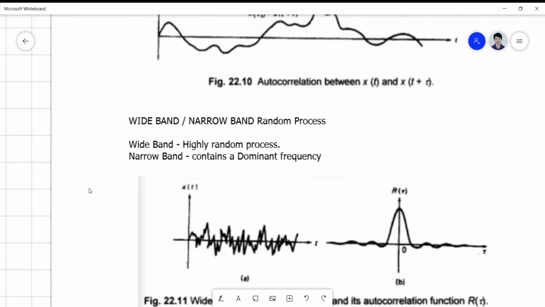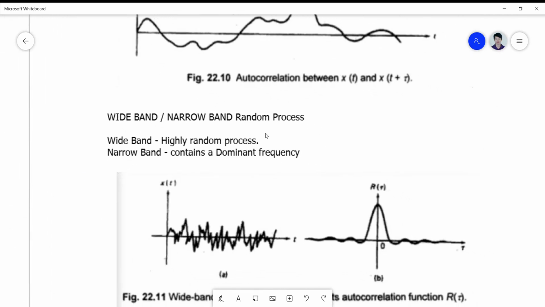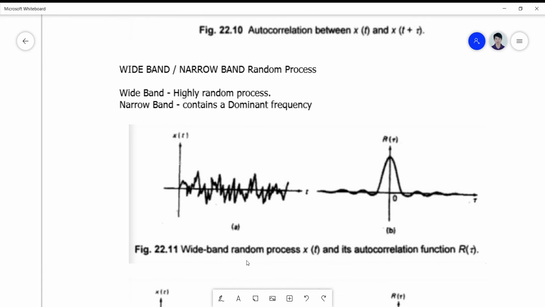Okay, so before we proceed, let's talk about wideband and narrowband processes. So a wideband is simply a highly randomized process, and a narrowband is simply a random process that contains a dominant frequency. So this is an example of a highly random process, or a wideband process. Okay? So when you say highly random, you really don't see any pattern. Can you see a pattern here? You don't see a pattern. It's wideband. The spectrum of values of X is really very, very high.